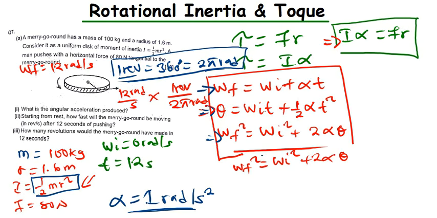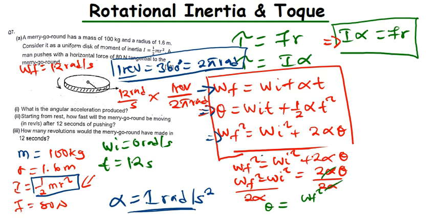Let's shift this initial to the other side. It will be final squared minus initial squared is equal to 2 alpha theta. We want to find theta, so we divide both sides by 2 alpha. So we can see that this will cancel, so our theta will be equal to final squared minus initial squared divided by 2 alpha. Let's plug in the values.